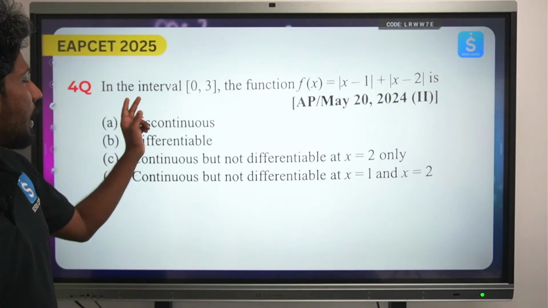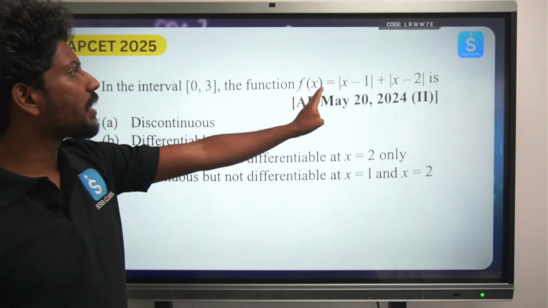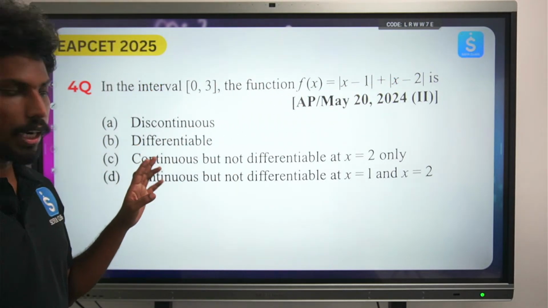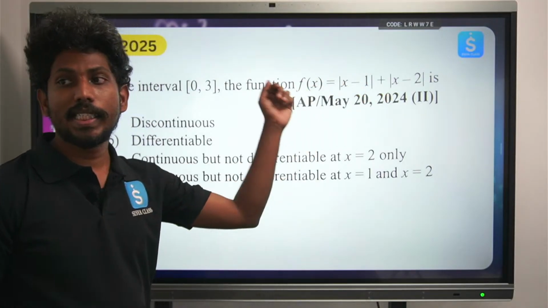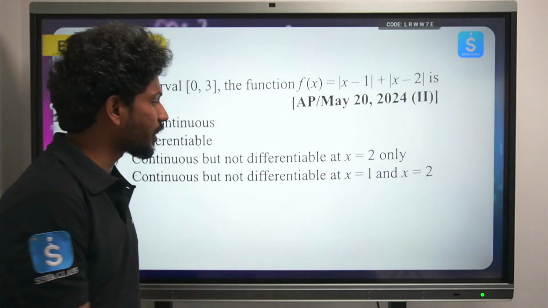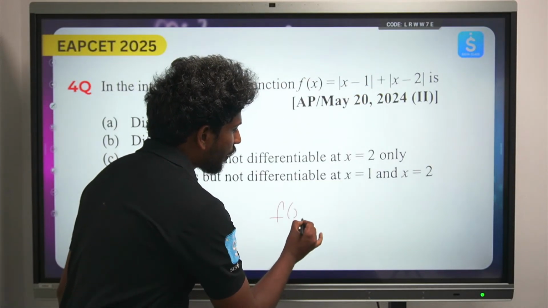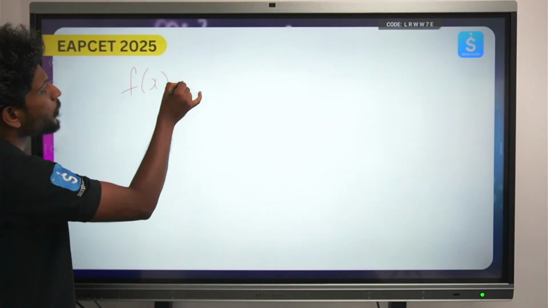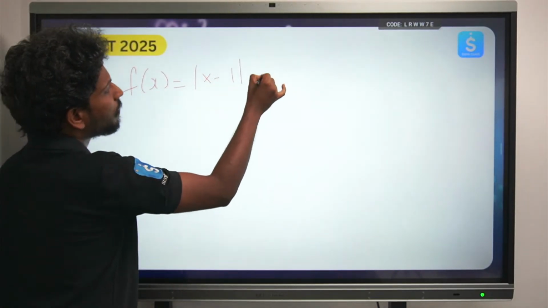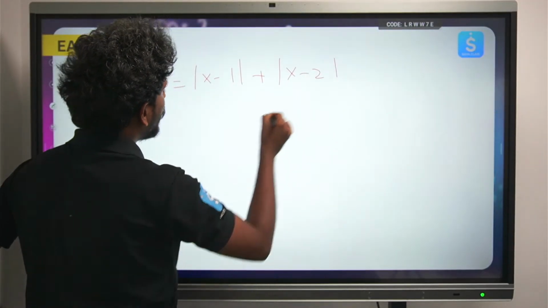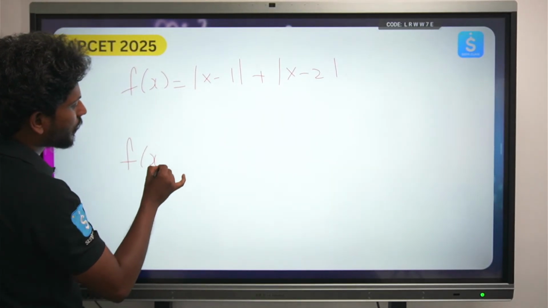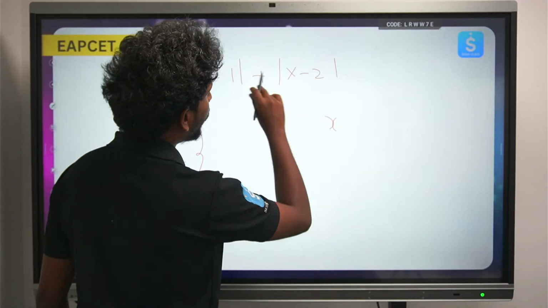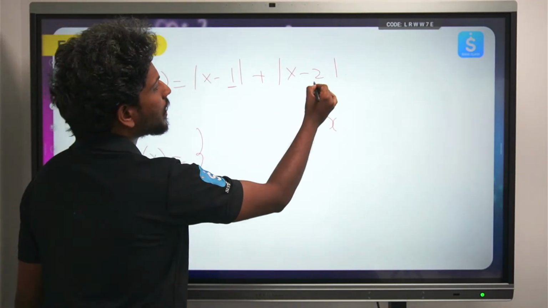Next, in the interval 0,3, the function mod x minus 1 plus mod x minus 2 is... okay, first let's try to graph this function, how the function looks. So if you try to graph, let's see, f of x equals mod x minus 1 plus mod x minus 2. Here there are 2 breaking points, one is x equals 1 and the other is 2.